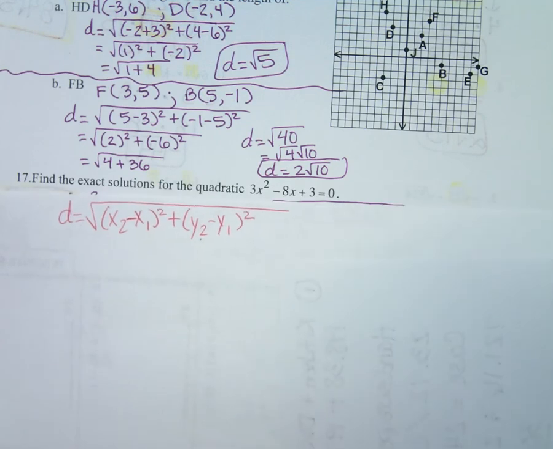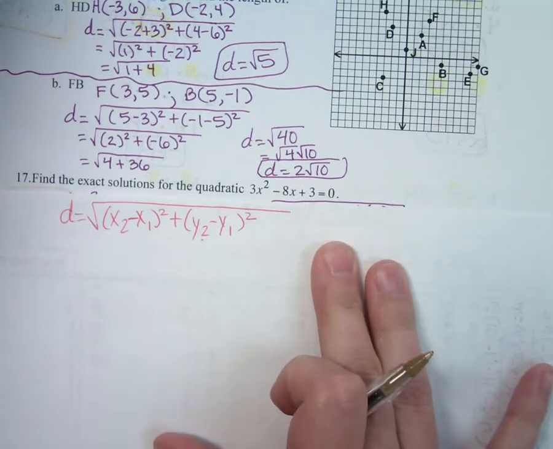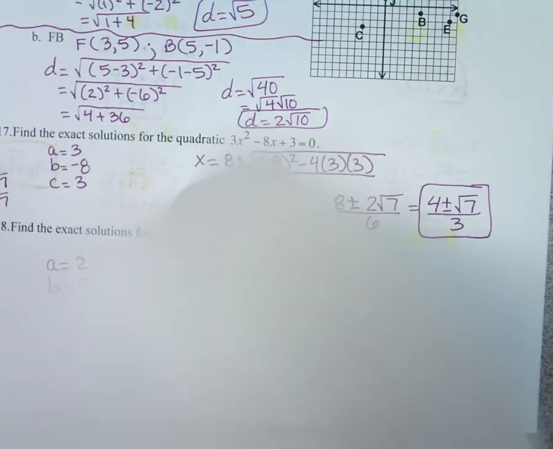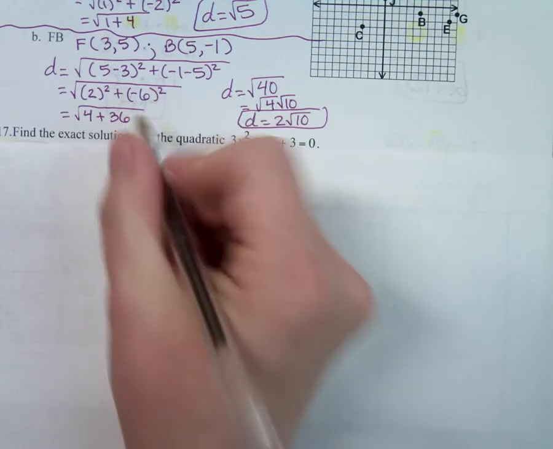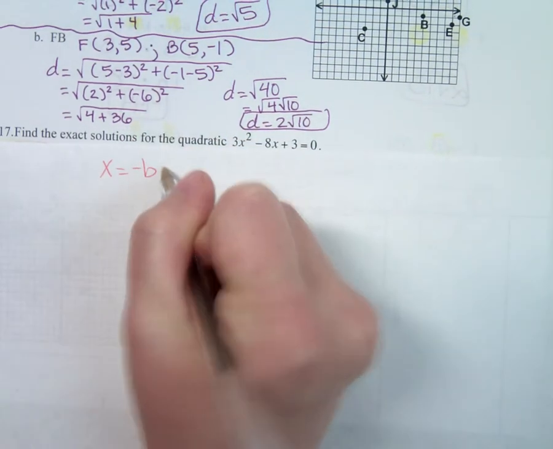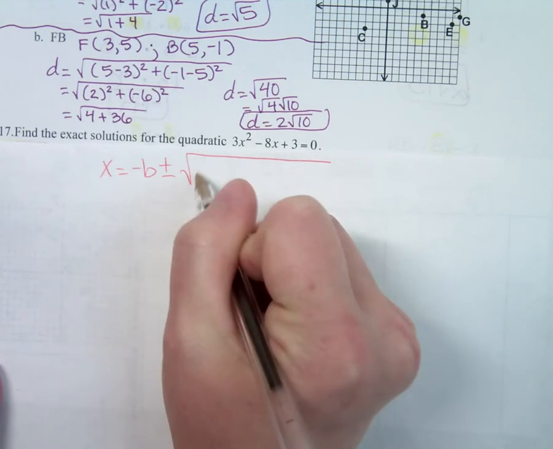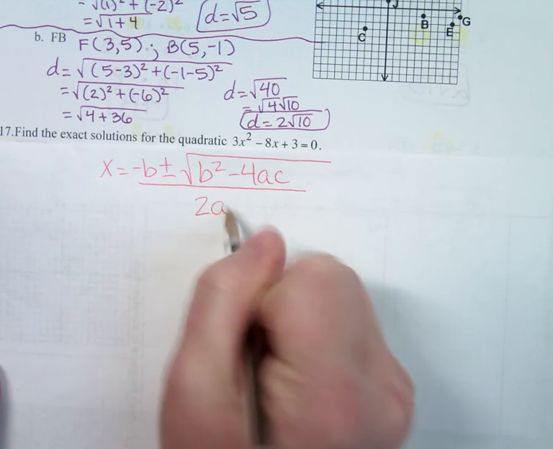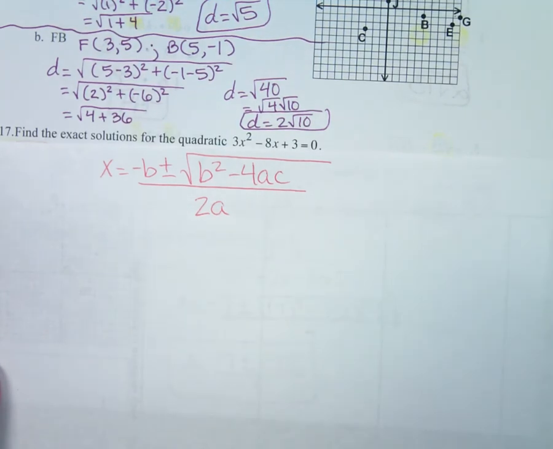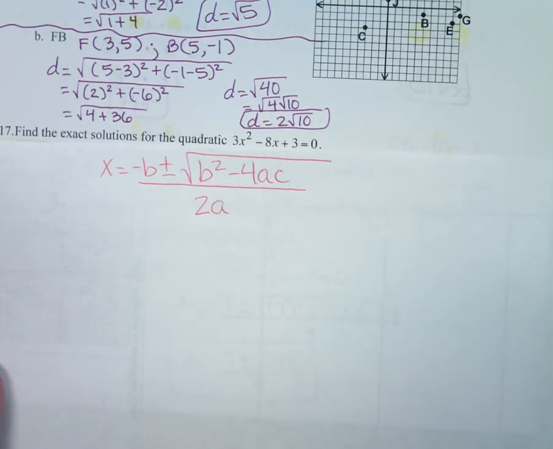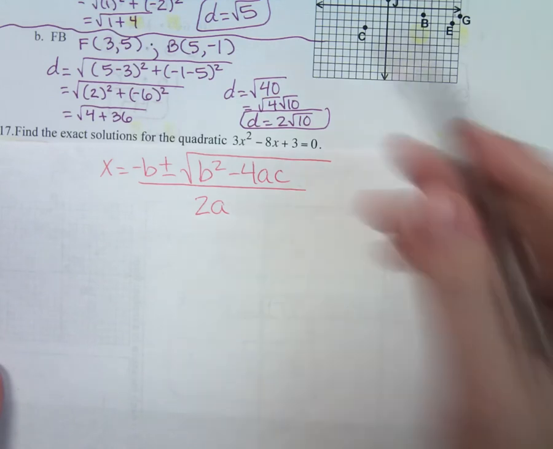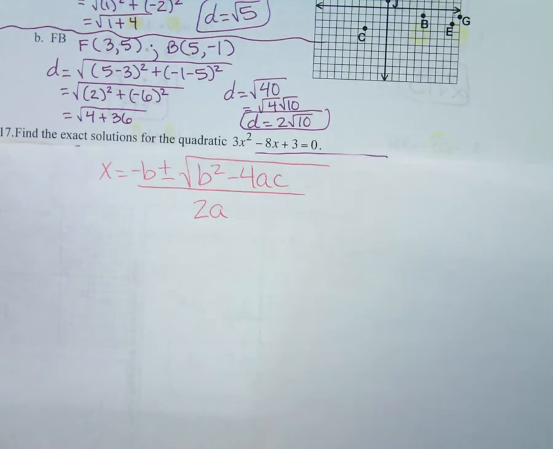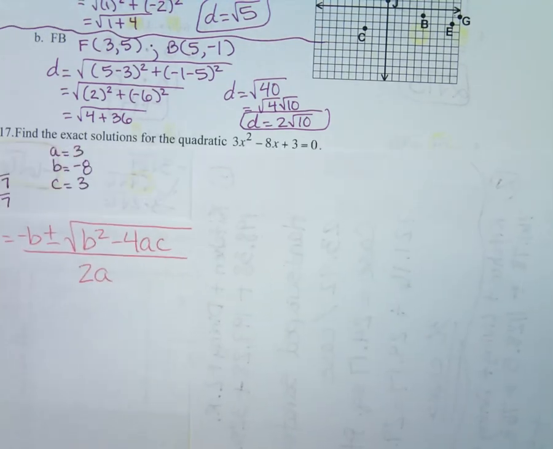Okay, number 17. This is a quadratic, and I am going to solve this with the quadratic formula. So quadratic formula, we should just sing that. X equals the opposite of B plus or minus square root B squared minus 4AC all over 2A. So the thing about the quadratic formula, it has to say equals 0, which it does, so we're good to go. So first thing I always do is I identify my A, my B, and my C.